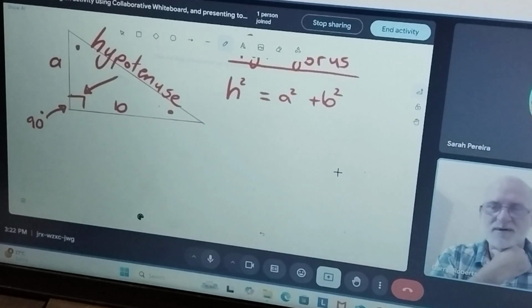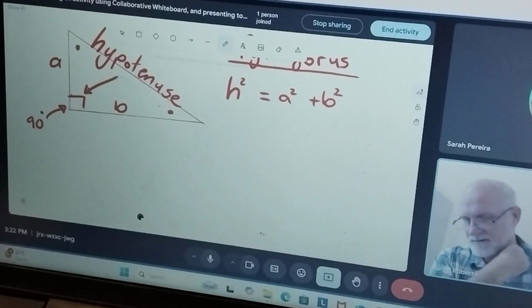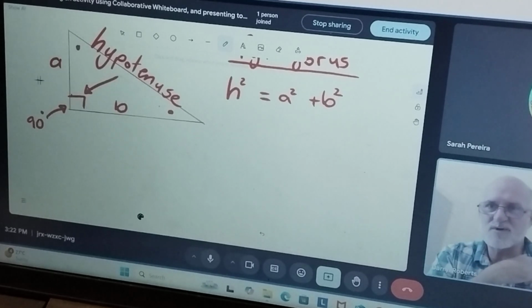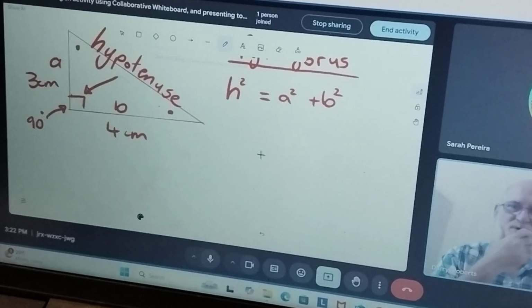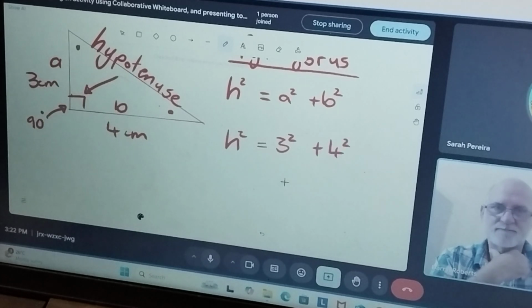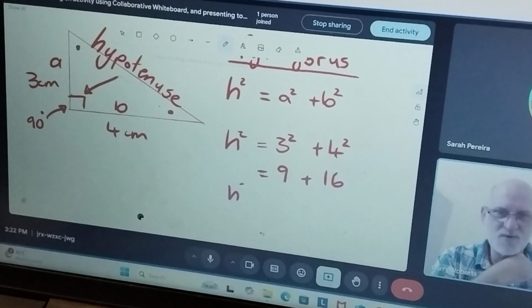So for example, let's think of something that'll add up quite nicely. If this side was 3 centimeters and this was 4 centimeters, and they said to you, find the hypotenuse, then you say the hypotenuse squared equals 3 squared plus 4 squared. Squaring the two short sides. 3 squared is 9, plus 4 squared is 16. So the hypotenuse squared equals 25.